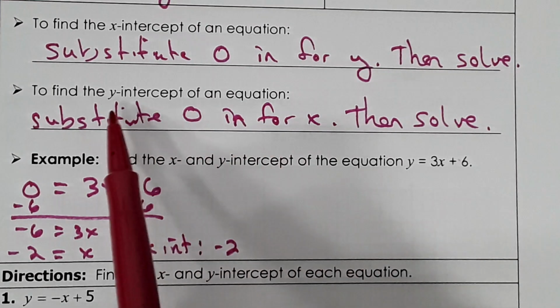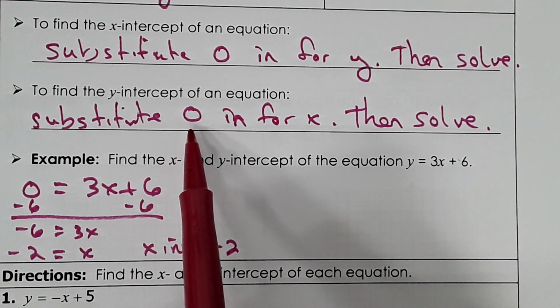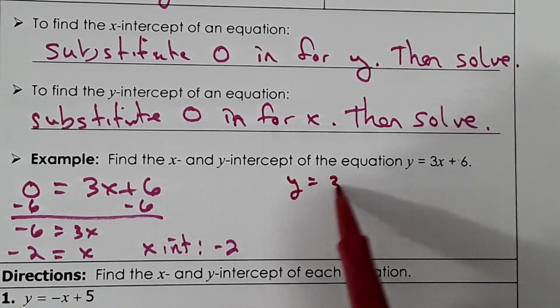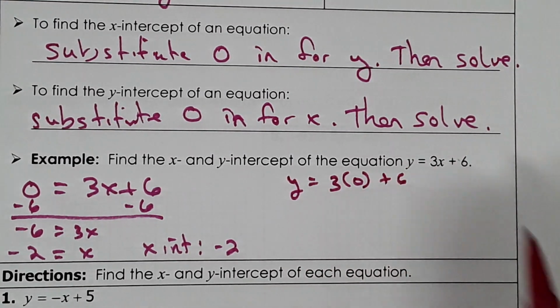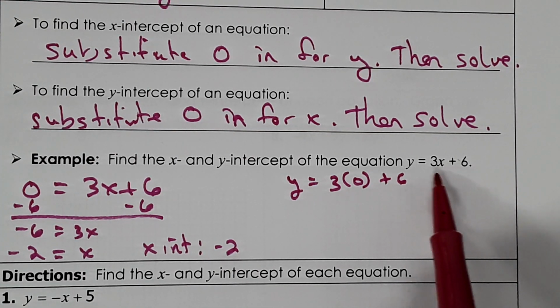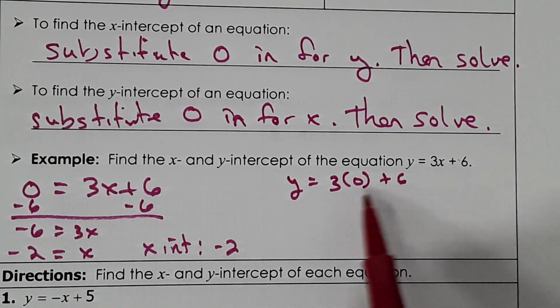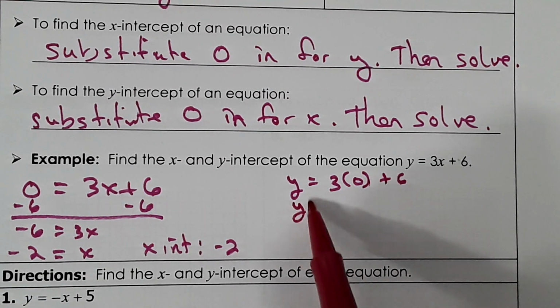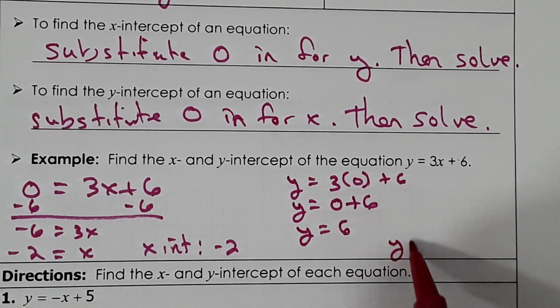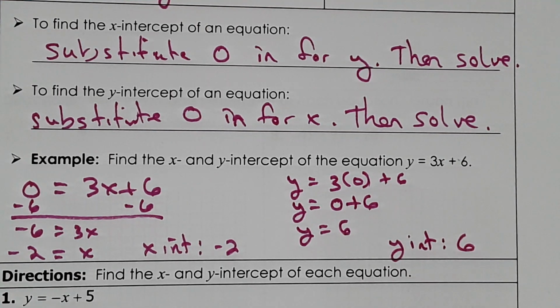To find the y-intercept, I'm going to repeat this process, but this time I'm going to substitute a 0 in for x. So in this equation, wherever I see x, I'm going to substitute in a 0. So instead of y equals 3x plus 6, I have y equals 3 times 0 plus 6. Well, 3 times 0 is just 0, and 0 plus 6 is 6. So my y-intercept in this problem is 6. So if I was to graph this, it would cross the x-axis at negative 2 and the y-axis at 6.